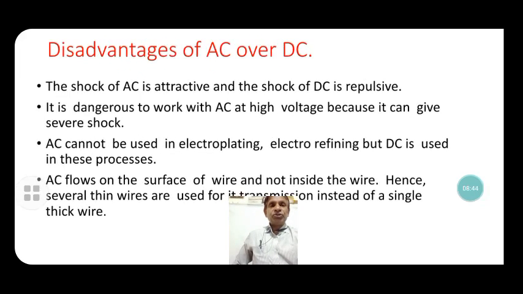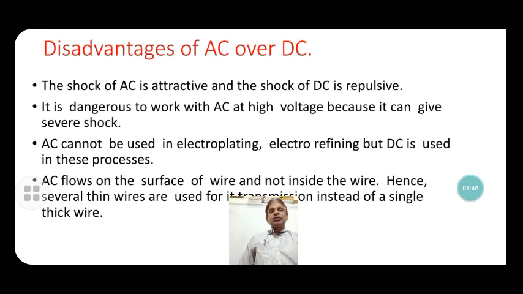In this slide, we are going to discuss the disadvantages of AC compared with DC. The shock of AC is attractive and very dangerous as compared to the shock of DC, which is repulsive.